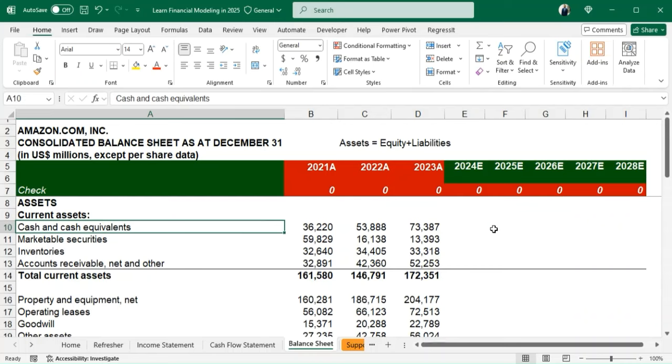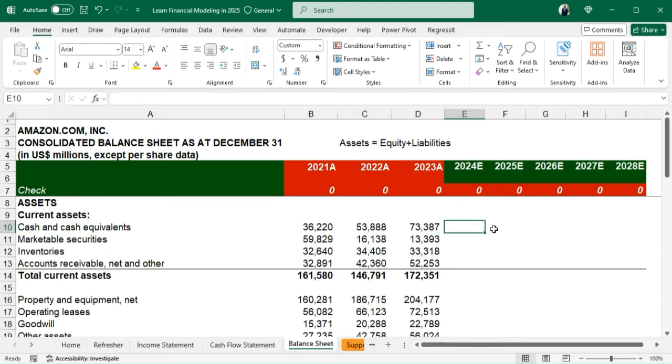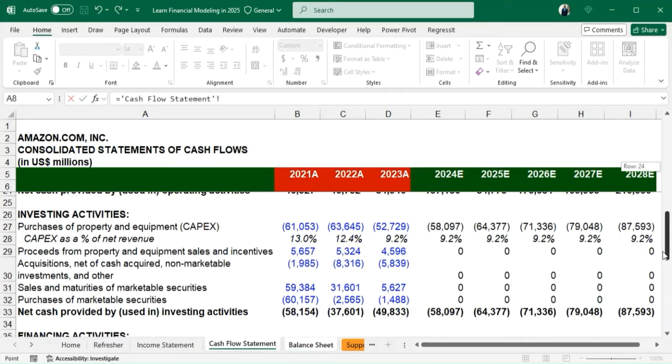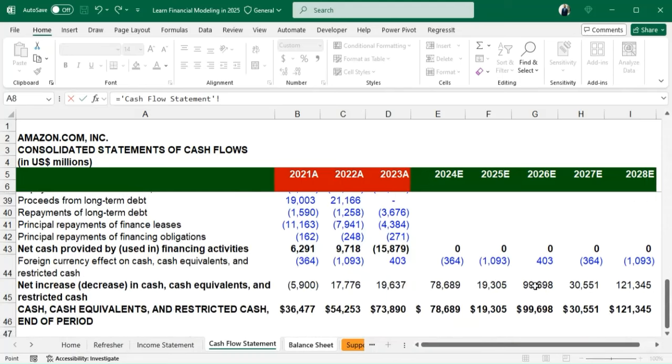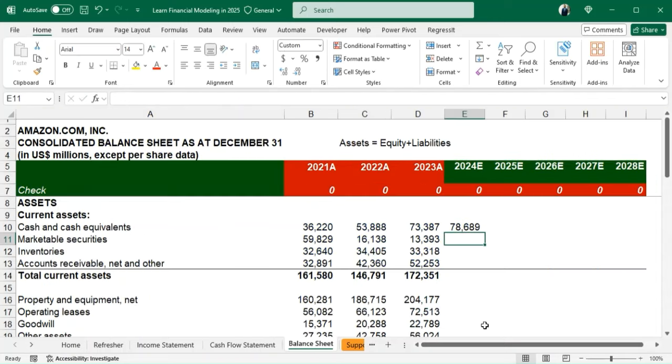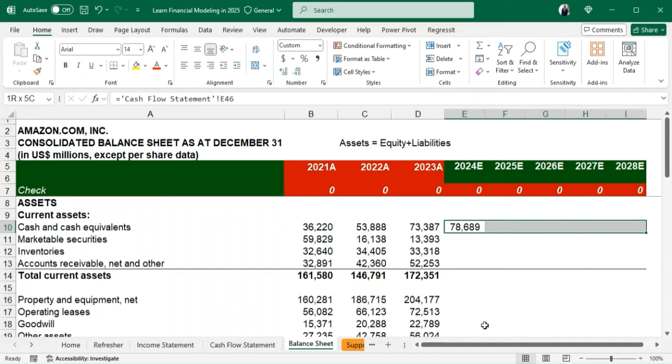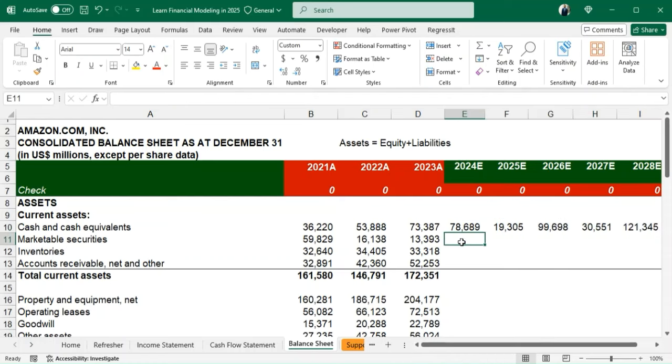Right. So the first line item on our balance sheet is the cash and cash equivalents. In order to forecast the cash and cash equivalents, we usually pick this directly from our cash flow statement. So I'm going to link the cash and cash equivalent balance from our cash flow statement. For 2024 estimates, this is going to be equal to 78,689. I can copy this across using Control R and expand this to view that. All right. Okay, so that is the first one.